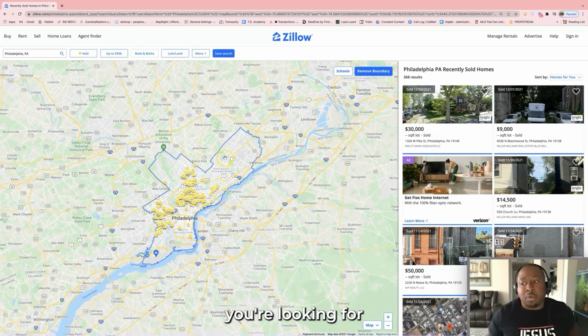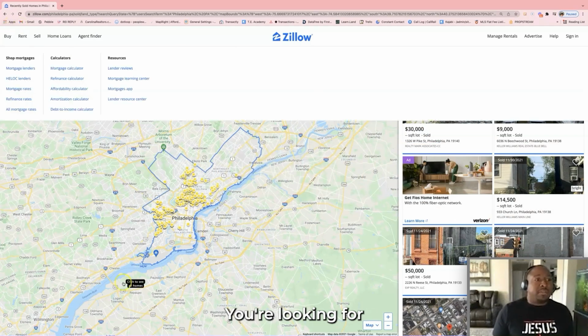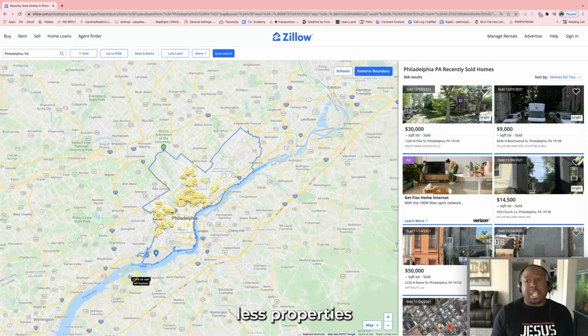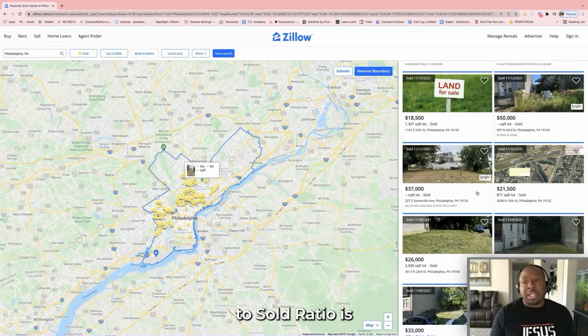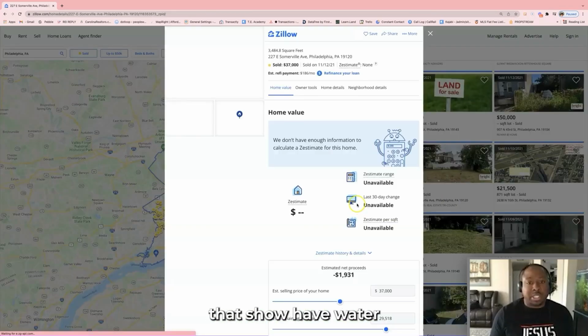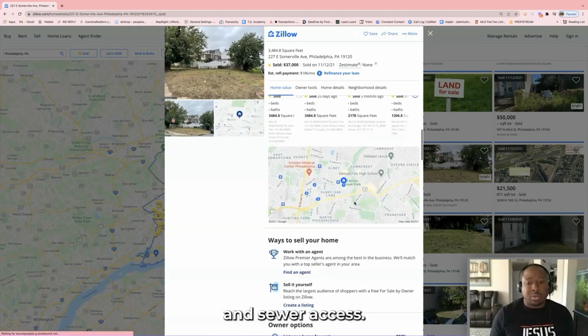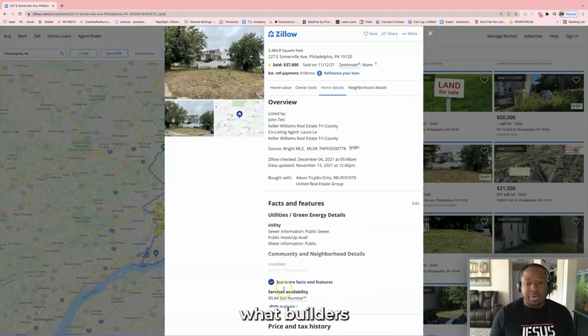What you're looking for when you're going out to the markets is a deficit. You're looking for markets that have fewer properties available with more properties selling within one year. Another thing you want to look at when doing an active to sold ratio is to click on properties and make sure the majority of the properties that sold have water and sewer access. That's exactly what builders are looking for.